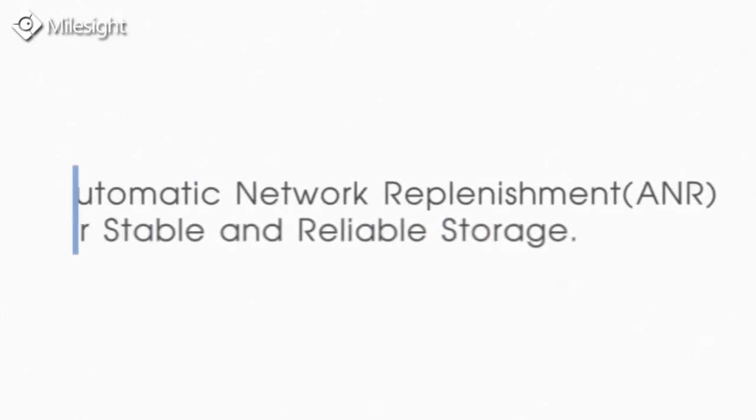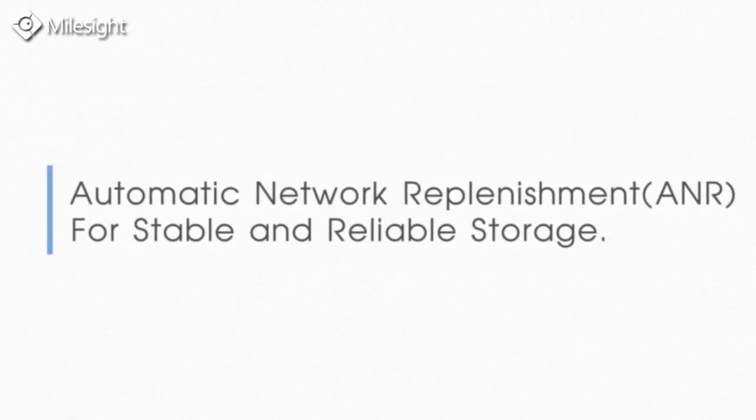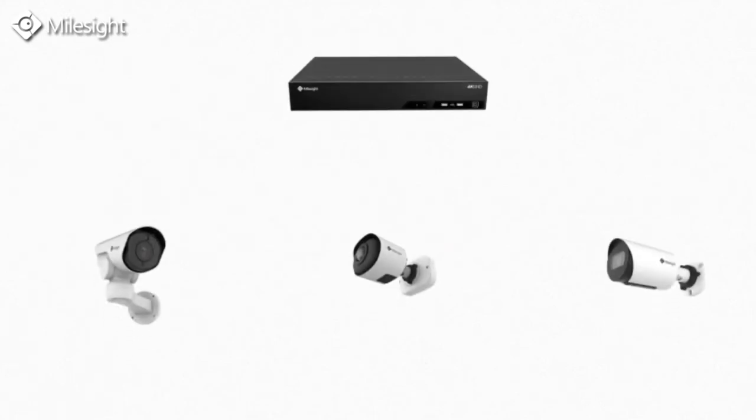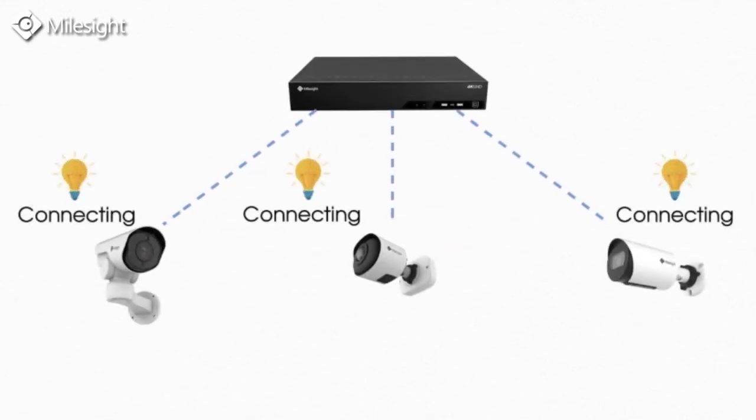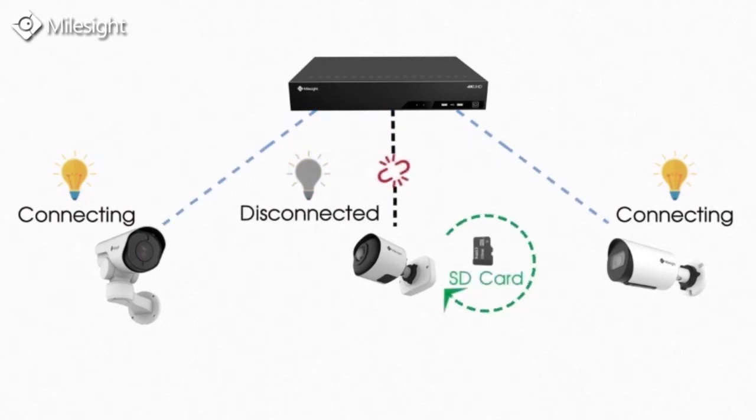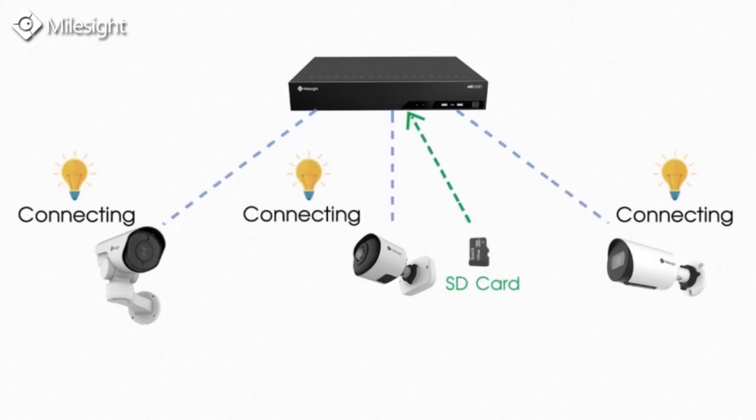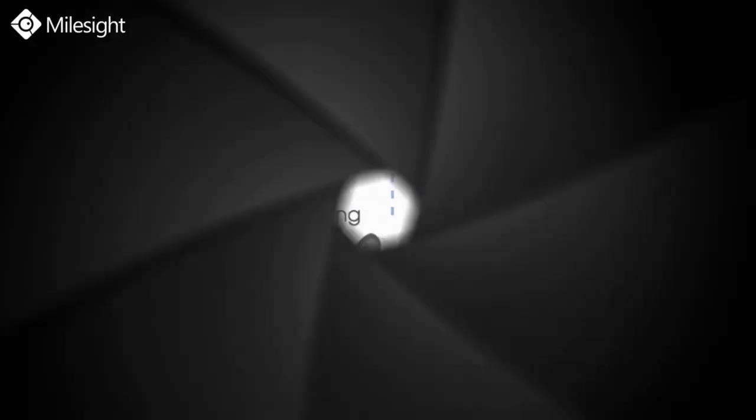Try to buy the equipment that is equipped with automatic network replenishment. The system works in such a way that if for any reason the network video recorder is turned off while recording the images, the recording starts on the memories, and when the network video recorder returns to the network, the images from the memory card transmit to the network video recorder automatically.